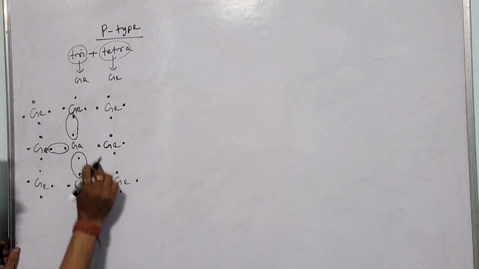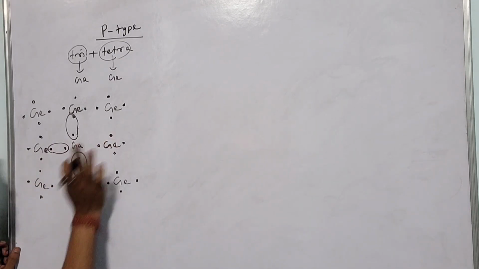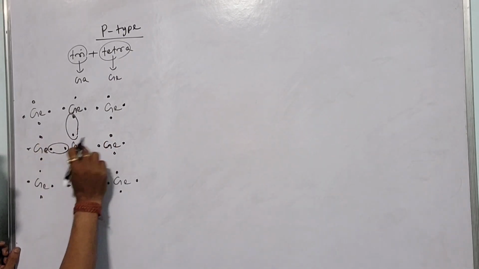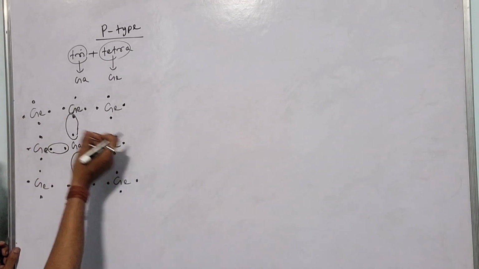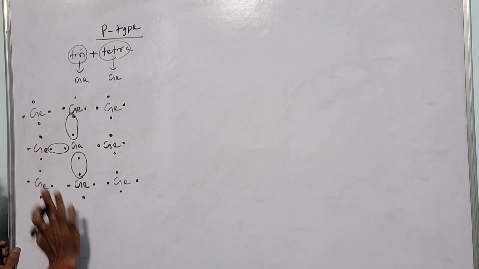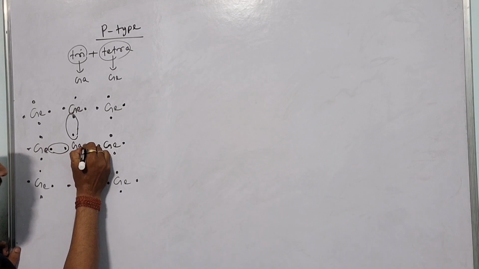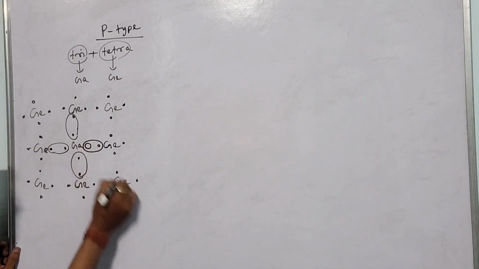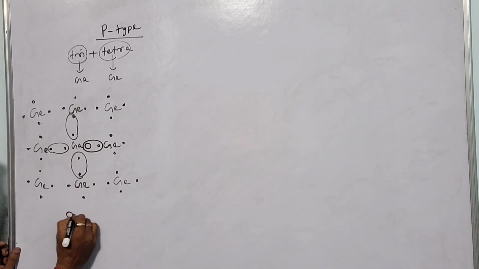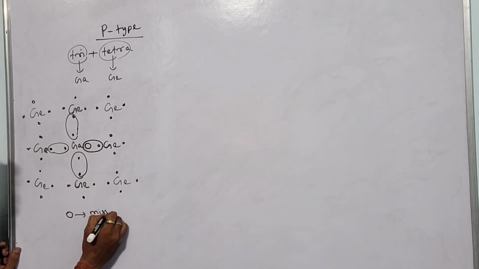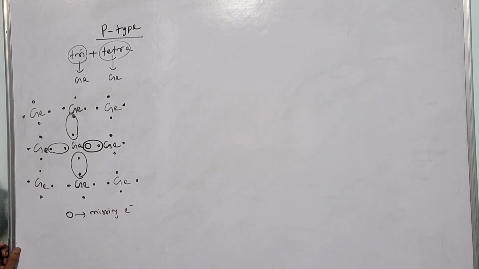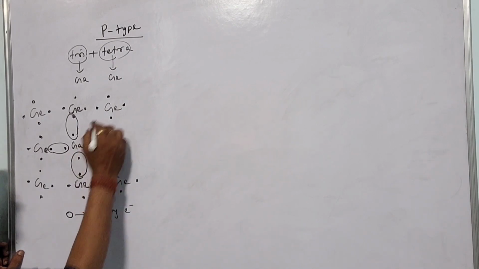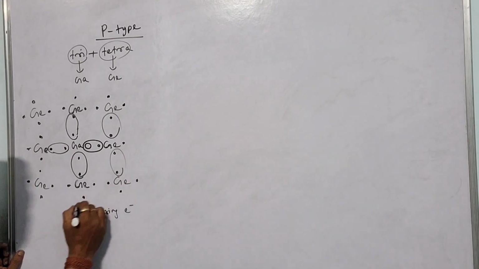Germanium has 4 electrons. It can give 1 electron to make the covalent bond, but gallium cannot give 1 electron for the covalent bond. So that means one missing part is there. That missing electron is called a hole. Meaning, a hole is a missing electron. Is it clear? So there are other covalent bonds.